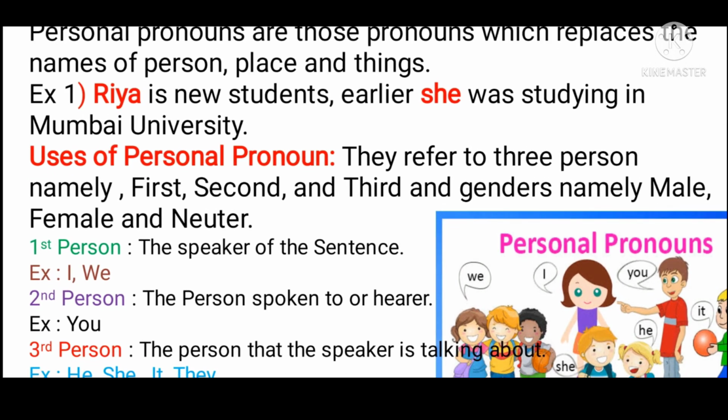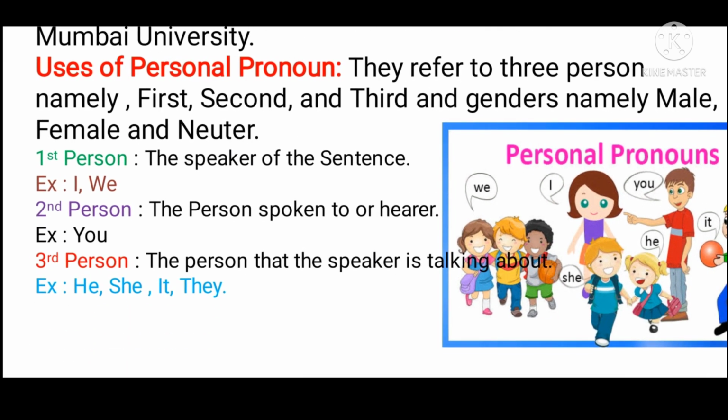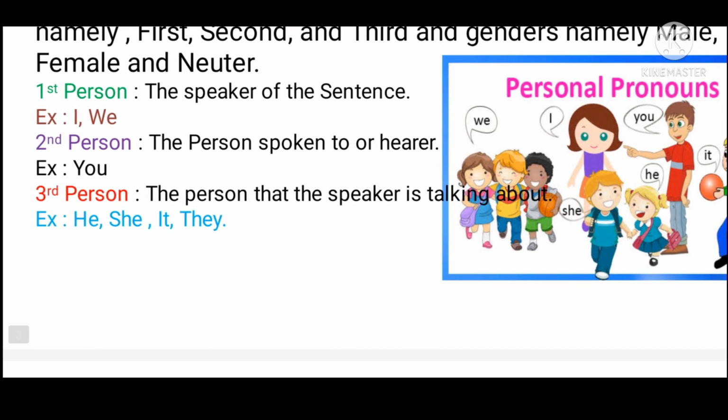They refer to three persons, namely first person, second person, and third person, and they also talk about the genders, namely male, female, and neuter genders. Let us talk about them one by one. The speaker of the sentence is known as the first person pronoun. Next, the second person is the person or the hearer of that sentence, and the third person is the person that the speaker is talking about, right?